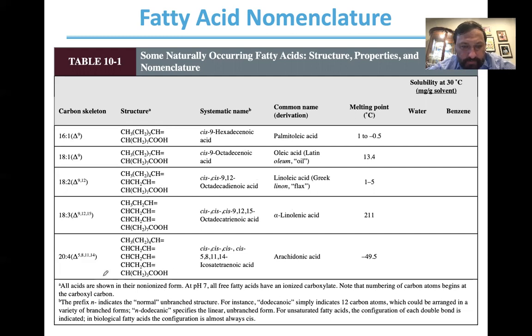And this one is my favorite, as you will see. It's a beautiful fatty acid, the starting material for a lot of hormones, leukotrienes, prostaglandins, thromboxanes. It has 20 carbons and 4 double bonds at these positions, 5, 8, 11, 14. So this is a systematic name.